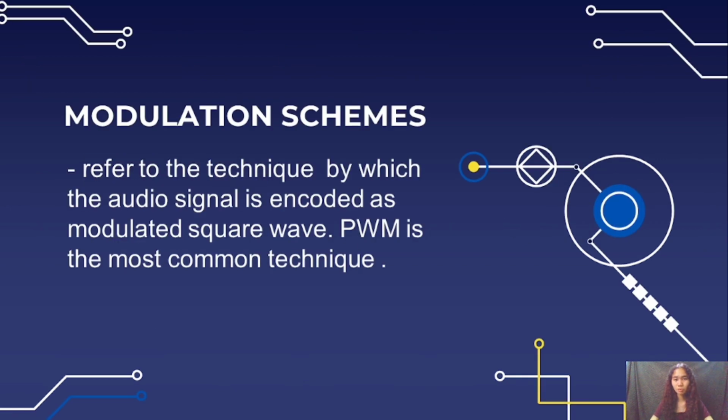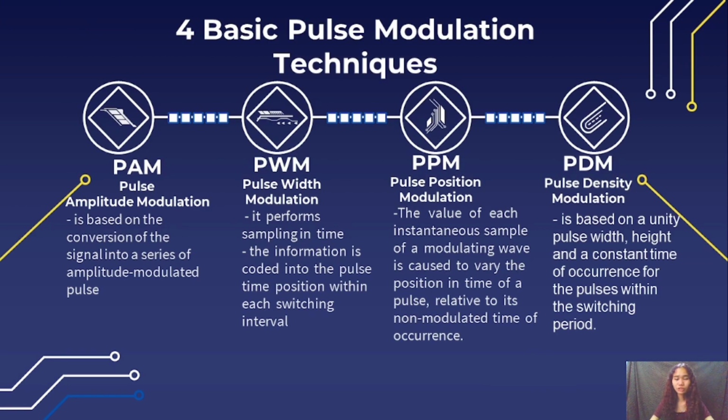This is my performance task number 3 for ECE 23. Before anything else, I want to discuss the modulation schemes. Modulation schemes refer to the technique by which the audio signal is encoded as a modulated square wave. PWM is the most common technique. Fundamentally, there are four basic pulse modulation techniques: PAM, PWM, PPM, and PDM.